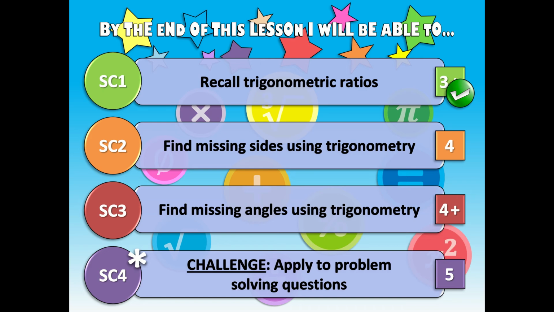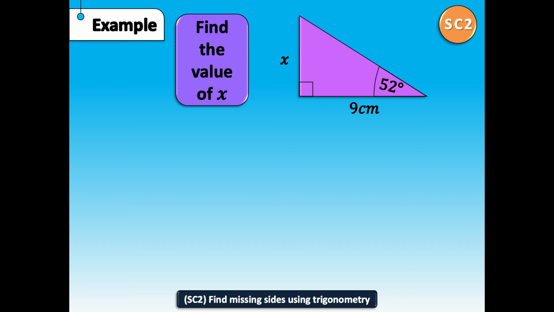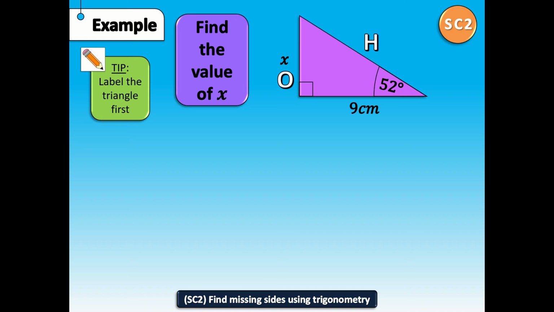So now we've completed success criteria 1. Now we're going to move on to number 2, which is to find missing sides using trigonometry. We want to find the side labelled x, and we're given the angle that's 52 degrees and a side that's 9 centimetres. The first thing we need to do is label the triangle. That side is the hypotenuse because it's opposite the right angle. This side is the opposite because it's opposite the angle that we're given. And this side is the adjacent because it's in between the angle and the right angle.